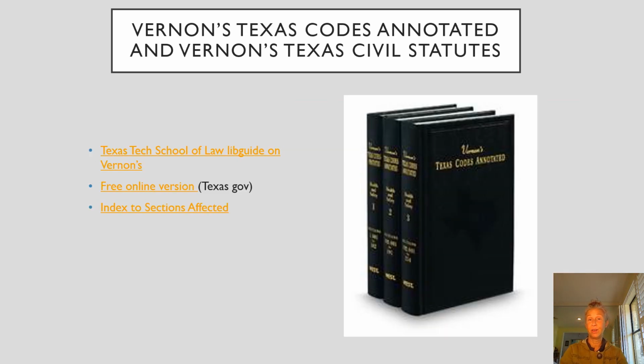In Texas, we use Vernon's. It's a black set with gold lettering, and it's called Vernon's Texas Codes Annotated and Vernon's Texas Civil Statutes. This is one reason I don't do statutes first, because in Texas, we have codes, but not all the laws, not all the statutes have been codified. Some are still in statutes, and they are in the civil statutes, and they're still law, but the legislature just hasn't made them into a code. So they hang out in Texas civil statutes.